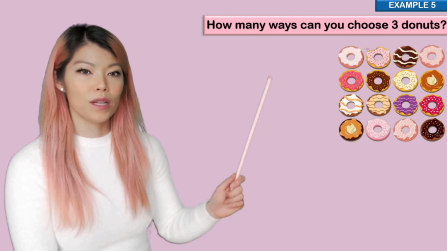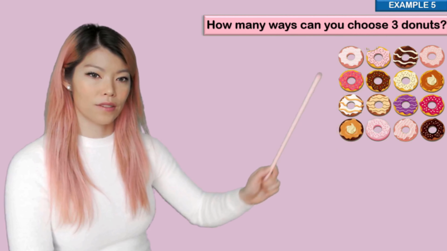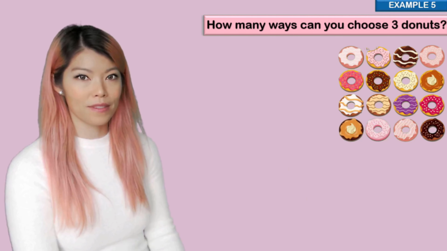Example 5, how many ways can you choose these 3 donuts out of these 16 different flavors?